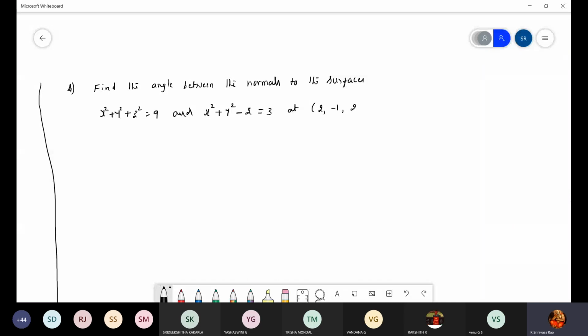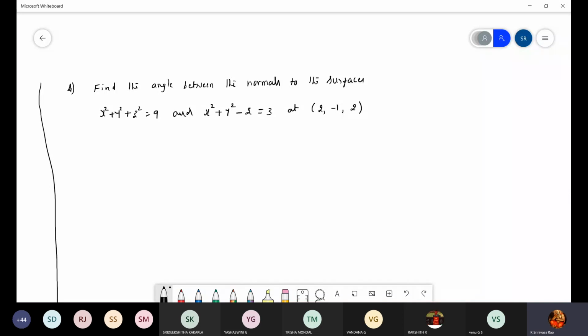You can see the question, the previous question and this question. Can you analyze the problem? Can you solve this problem? Yes, sir.